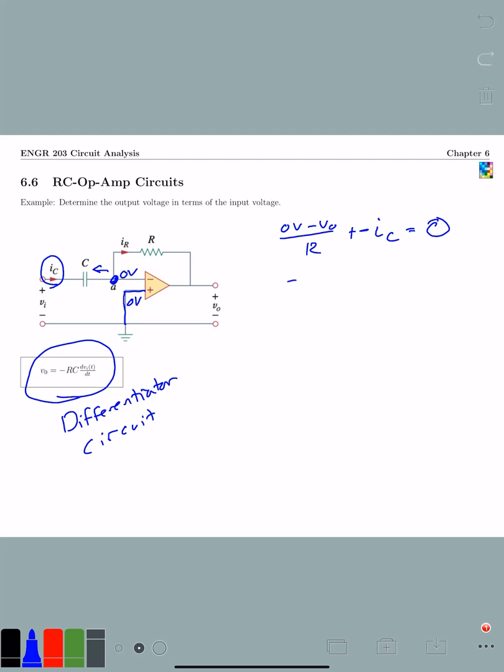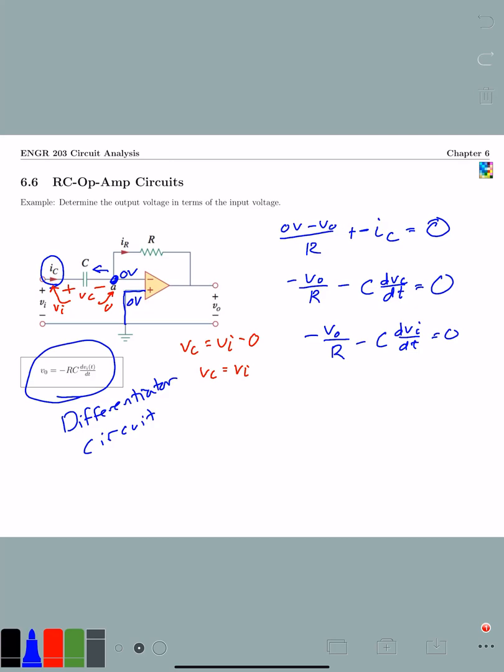Now we have to remember that the current through a capacitor is the same as C dVc/dt, where Vc is the voltage across the capacitor. And then we look at our circuit over here and we want to figure out what is this voltage across the capacitor. Well, the positive node is Vi and the negative node is 0, so that means Vc is Vi minus 0, or Vc is Vi, and so that means the derivative of Vc is the same as the derivative of Vi.